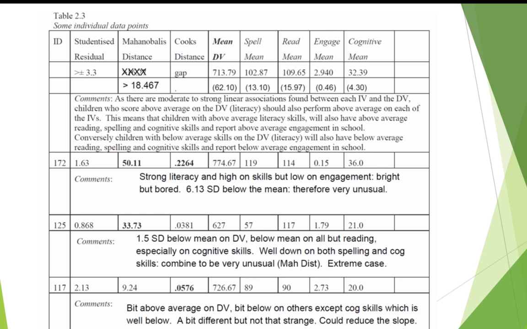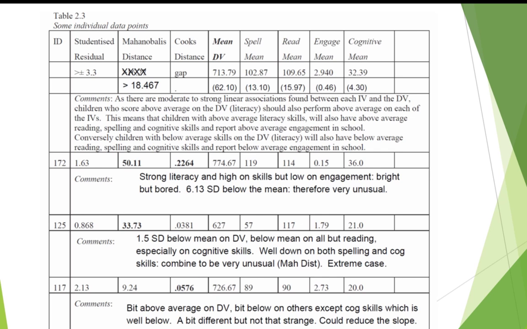Where are we? Actually, no, they're below the mean on the others: 89 on spelling, 90 on reading, 2.7 on engagement, 20 on cognitive skills. So they're close to average on the DV and fairly consistently below average on the other things. So they're a little bit odd. They probably should be below the mean, but they're almost at the mean. They're not that strange on the DV. So they're a little bit different, but not radically so. And remember, that was the second highest Cook's distance after 172. Still not that unusual. Okay, let's go back to SPSS and see what happens when we rerun the analysis with those individuals taken out.